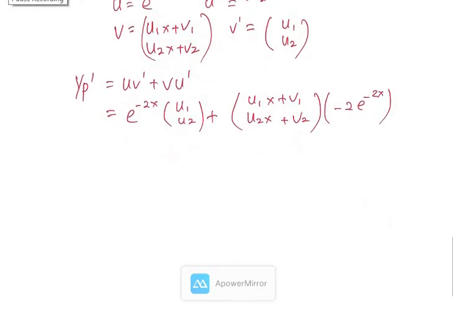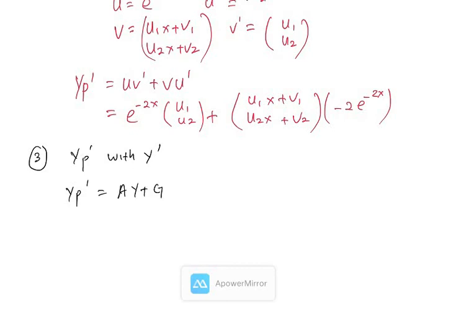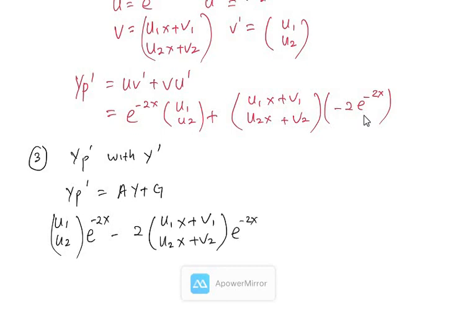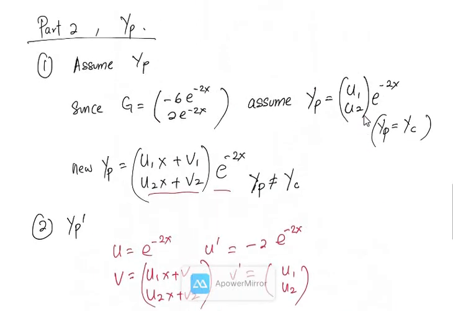And then the third step is to compare the yp prime with y prime. As you know, y prime equal to ay plus g. So yp prime you obtain from here, so we copy down u1, u2 exponent -2x minus with 2 u1x plus v1, u2x plus v2 exponent negative 2x, equal to ay plus g. Ay plus g is referred back to the question.